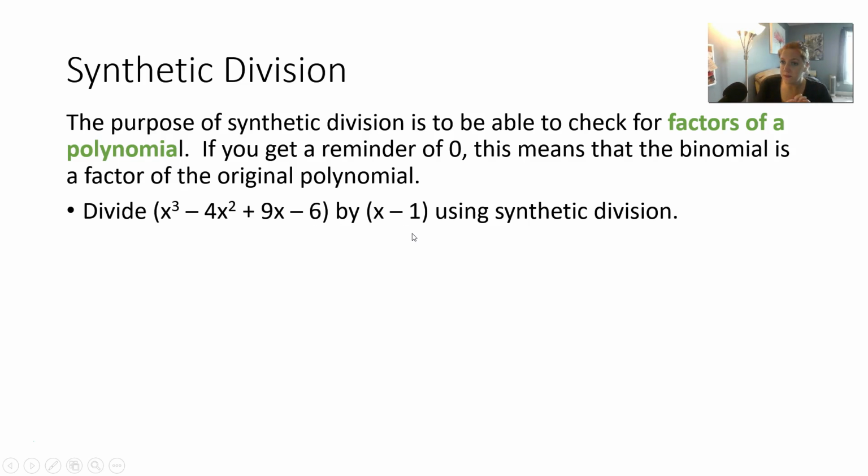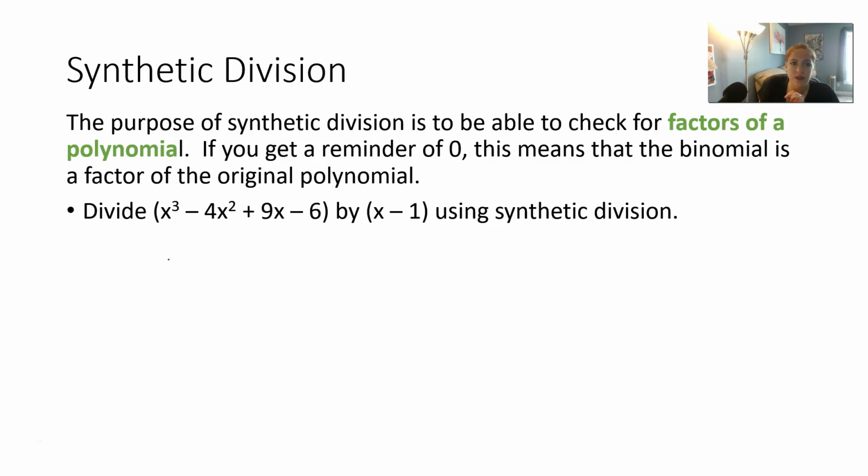by a binomial and the remainder is 0, meaning there's no remainder, that means that binomial has evenly divided the polynomial. Or in other words, that binomial is a factor of the polynomial. So let's go ahead and walk through. Now I know that this is a factor of this polynomial, but you may not. You're just like, I'm just going to take your word for it, Alicia. Okay, so let's go ahead and set up our synthetic division.